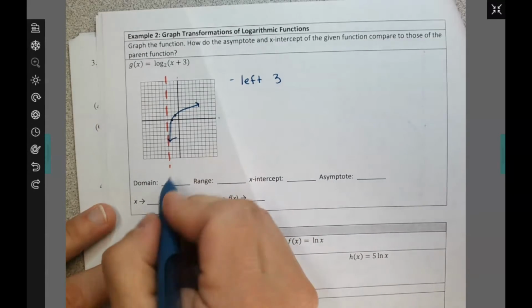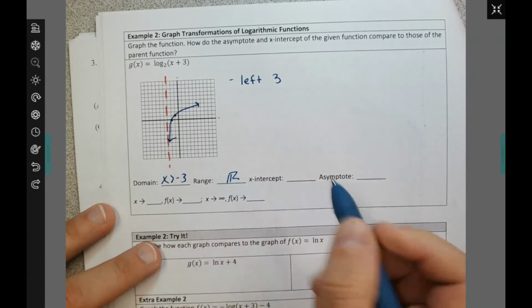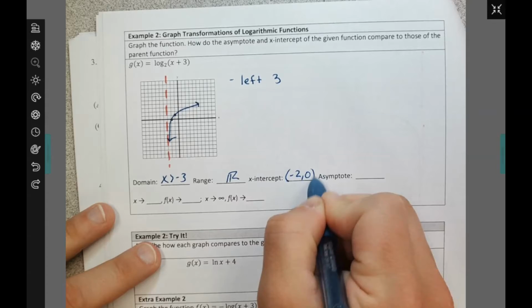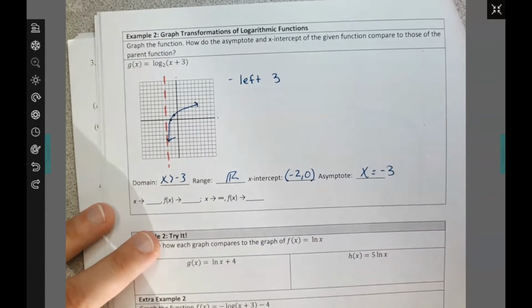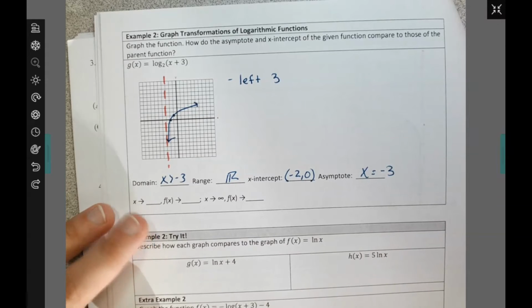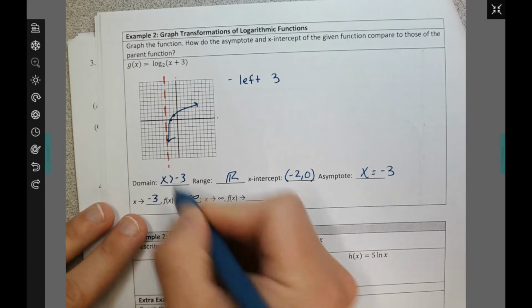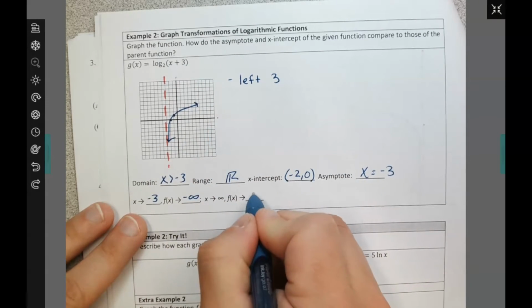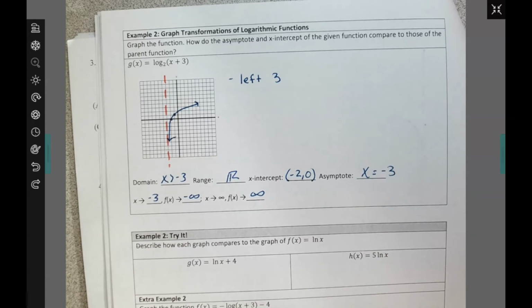Answering questions. This time it's every x value greater than negative 3. Range is still all reals. X-intercept, we're crossing at negative 2, 0. And my asymptote would be x equals negative 3 on this. End behavior, we got to fill some stuff in. So as x approaches negative 3, our graph is going down still. And then as x goes to the right, we're going up. So we're going to say that goes to infinity. Okay. So that's example 2.